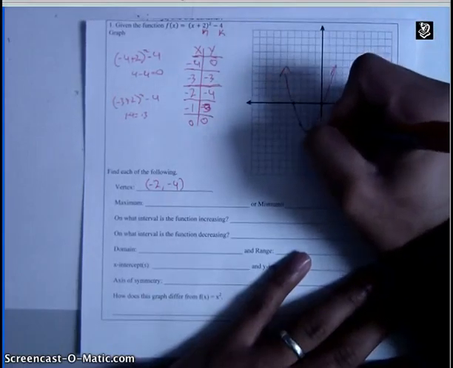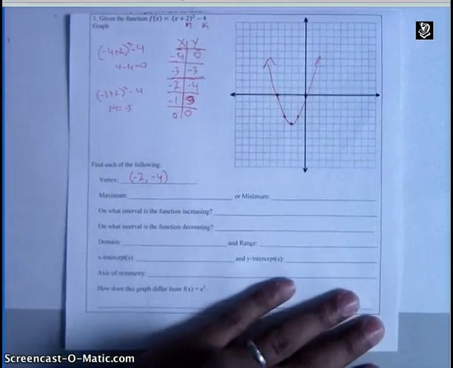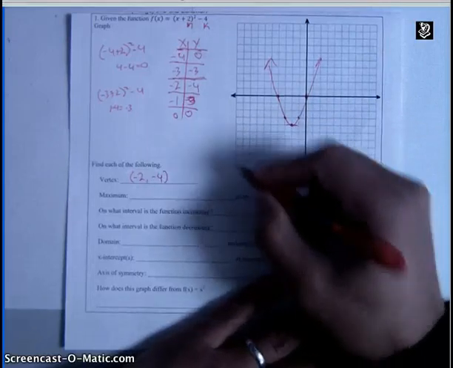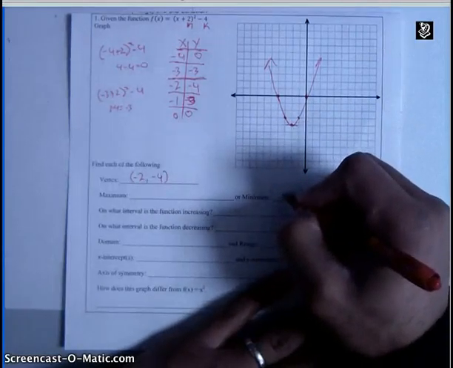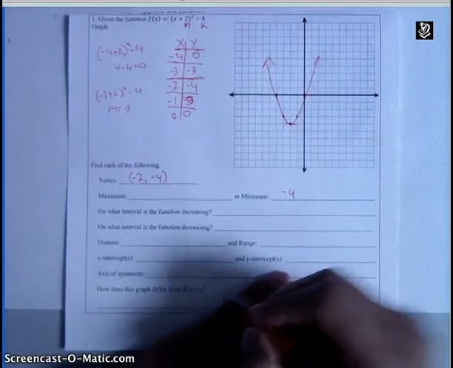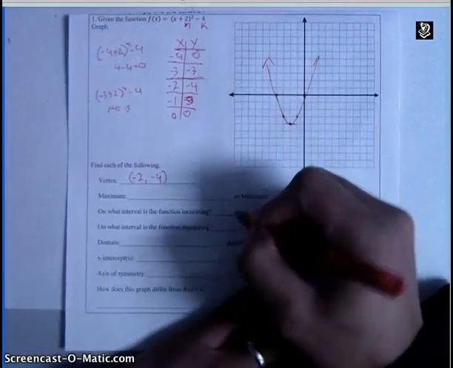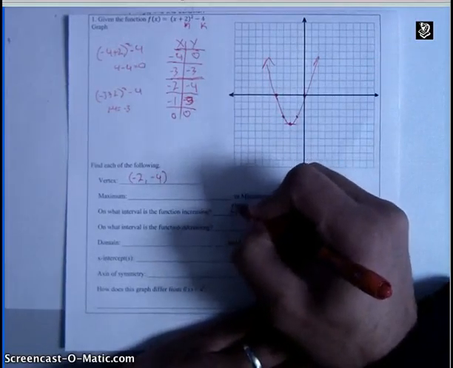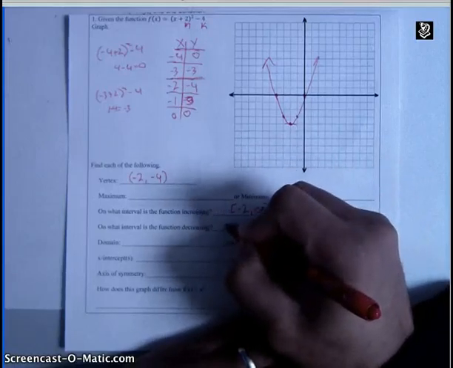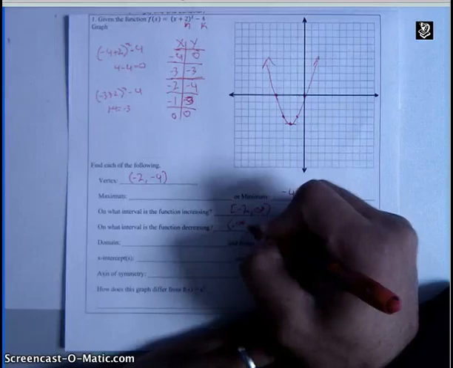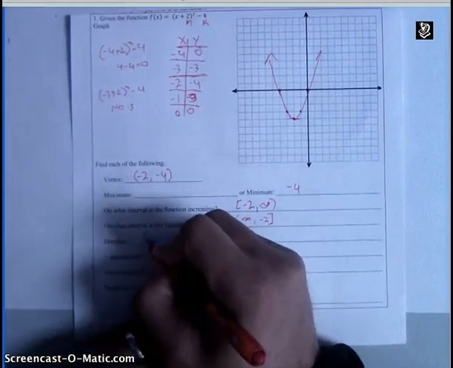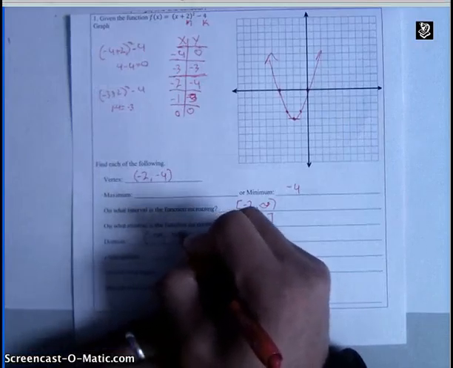And once I do that, I can fill out the rest of this. We have a minimum value down here, and my minimum value is going to be my y here, which is -4. On what interval is the function increasing? Well, it starts going up here, so I know it's going to start at my x value, which is -2, and then it goes on to positive infinity. And so therefore, it has to come from -infinity to -2 to be decreasing. Domain is always the same, -infinity to positive infinity.